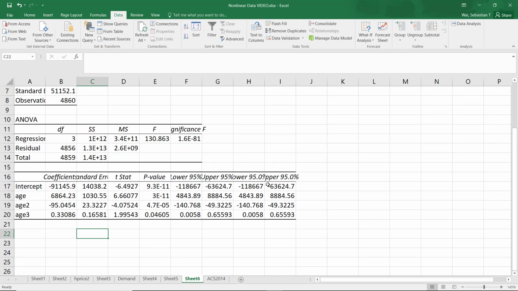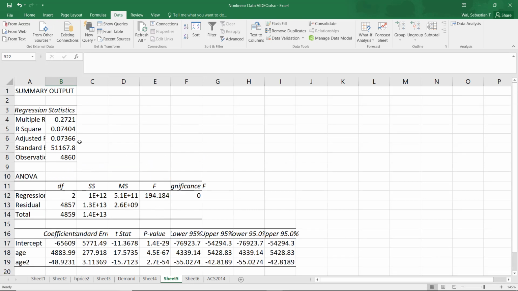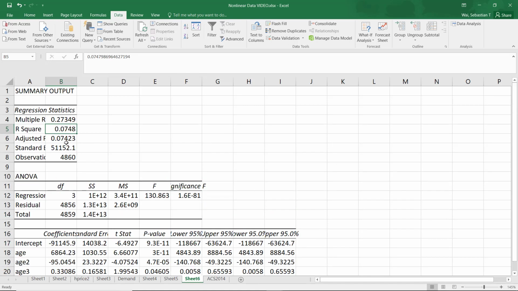Now the question is, was this worth doing? One way to answer that is to look at the r squared. Let's go back to our linear model. The r squared we have here is about 2.7%. When we went to the quadratic model, that jumped up to about 7.4%. That's a big increase. Going over to the cubic model, we actually gain very little in terms of r squared. So this addition could be useful, but it's not adding a lot.